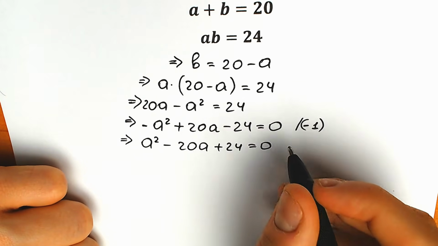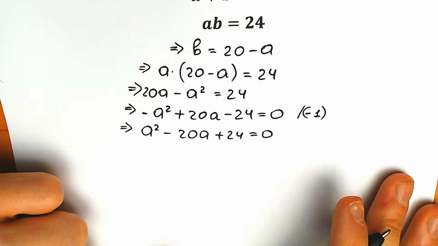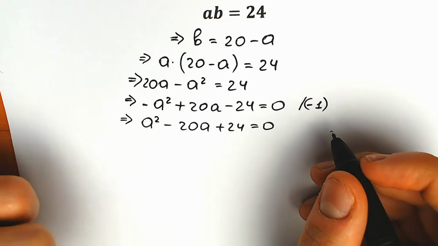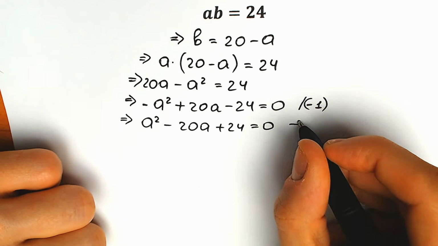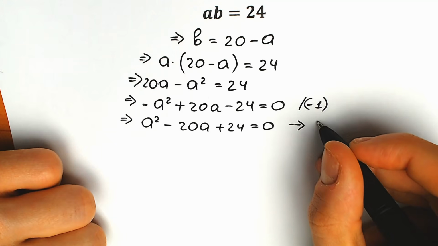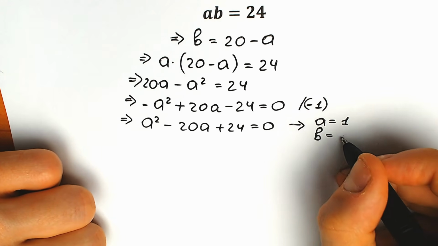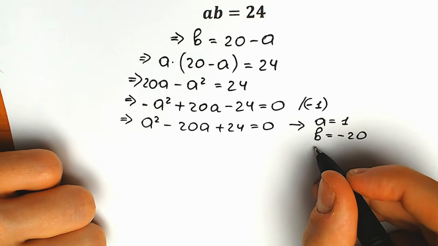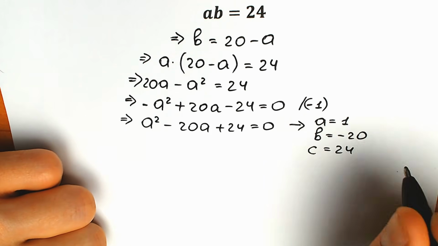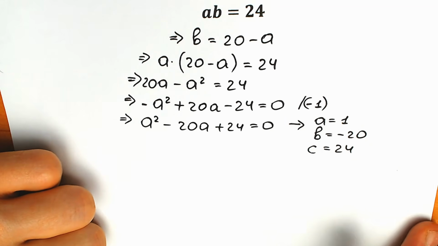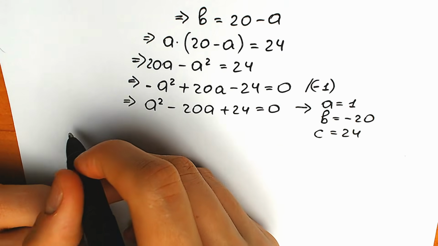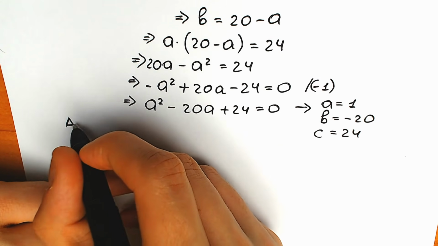A classic quadratic equation. It is up to you how you prefer solving it. My quick tip: I prefer the classic method. First, I write down our coefficients: a equal to 1, b equal to minus 20, and c equal to 24. Then I prefer starting the solution with the discriminant.